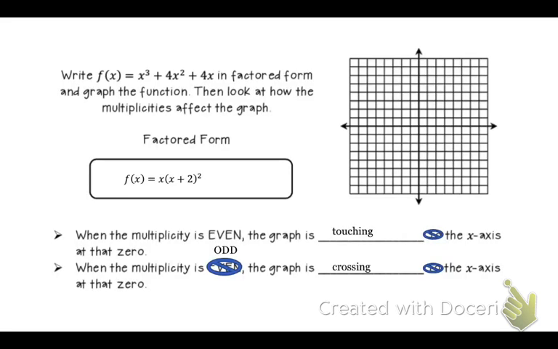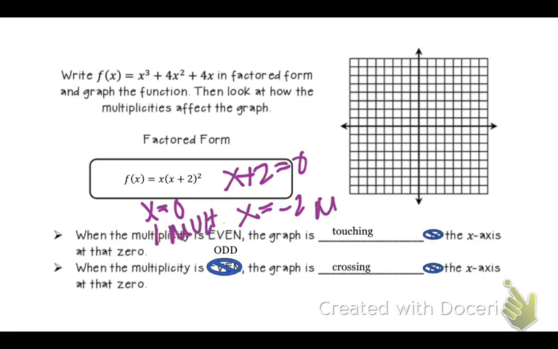Okay, so let's look at this one. Here we have x equals 0, and x plus 2 equals 0, which means x equals negative 2. This one is a multiplicity of 1, and this is a multiplicity of 2. So this is odd, which means it is crossing. This is even, which means it's touching.